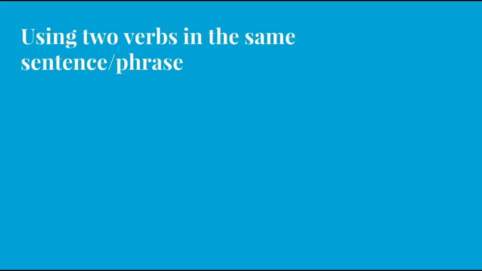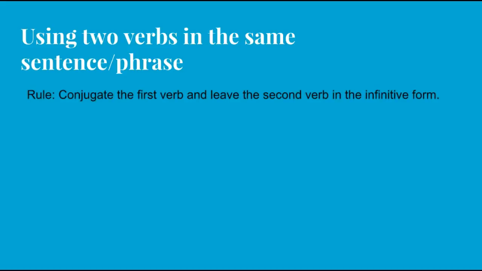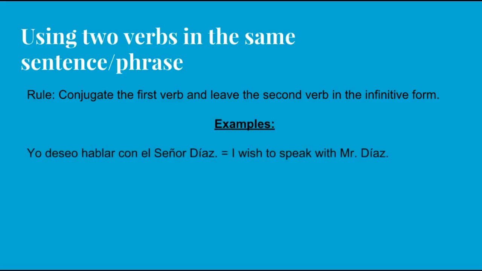All right, next we're going to talk about what to do when you're using two verbs in the same sentence or phrase. The rule that you need to remember is that you conjugate the first verb and leave the second verb in the infinitive form. Here are a couple of examples. Yo deseo hablar con el señor Díaz. This is how you would say, I wish to speak with Mr. Díaz. Deseo comes from the verb desear, which means to wish, and hablar is the infinitive verb to speak.